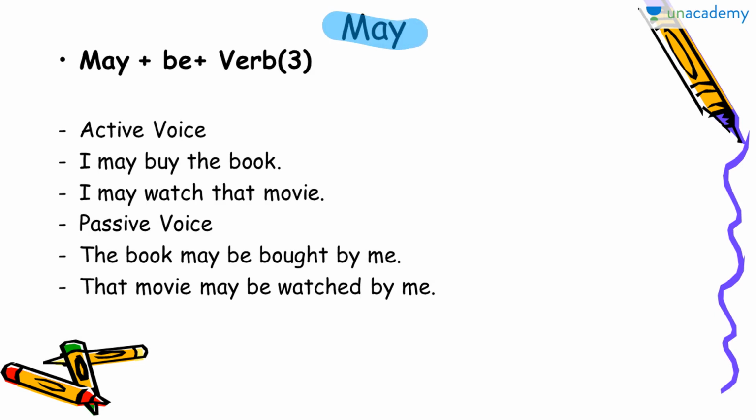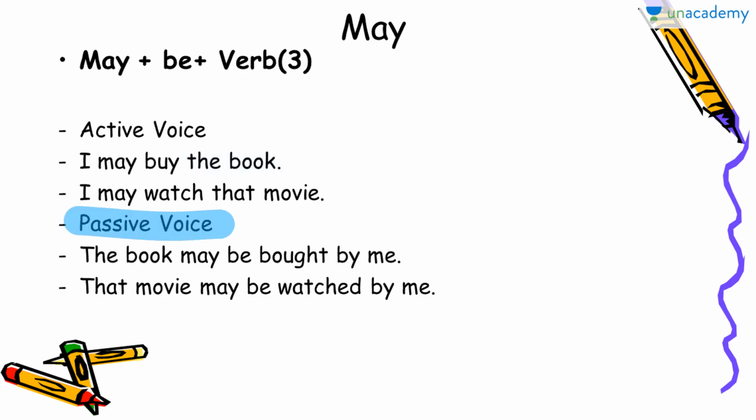Next we see may. Now in passive voice sentence the format will start with object followed by may, then be, and then verb third form. In active voice, for example, I may buy the book. So this action of buying is done by me. That is why I is at the starting, then may, showing that the possibility is there. That is why it is a modal. Then buy, first form of verb, and the book on which the action is done.